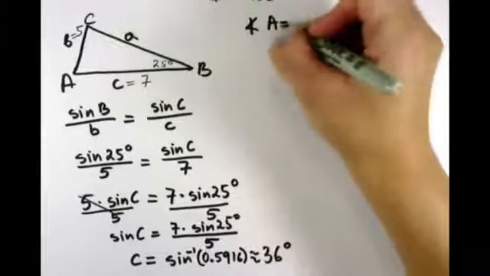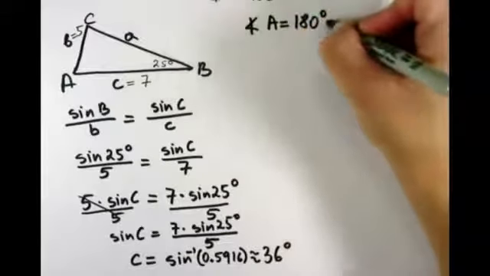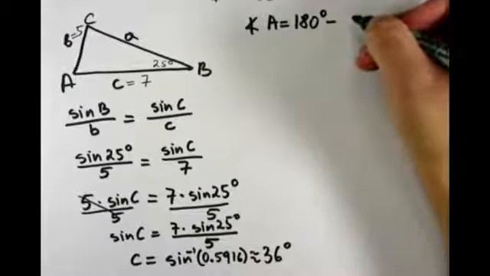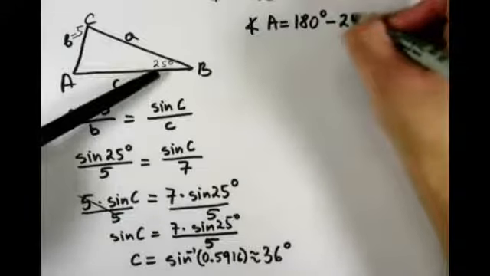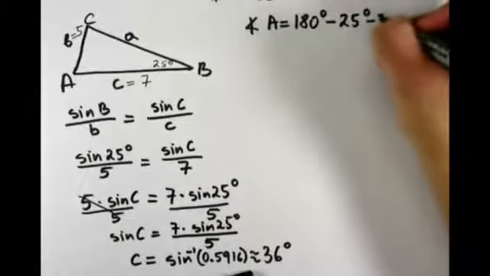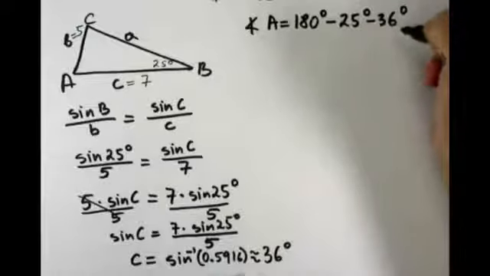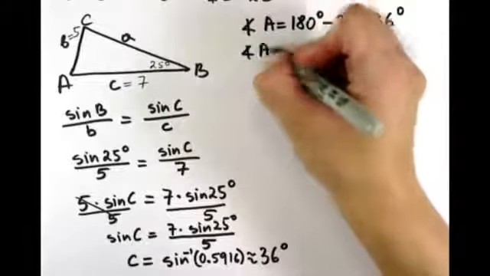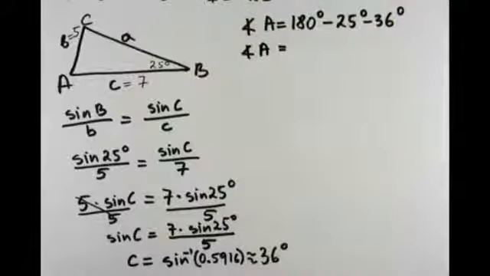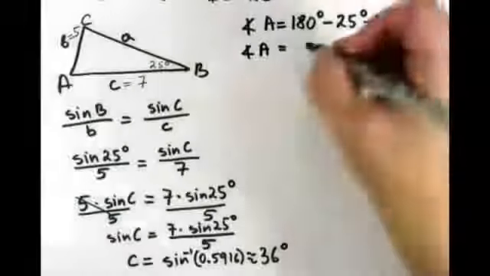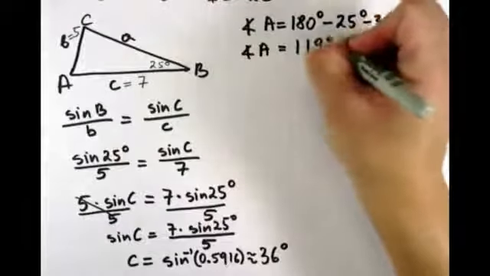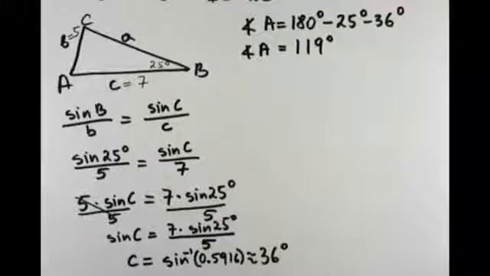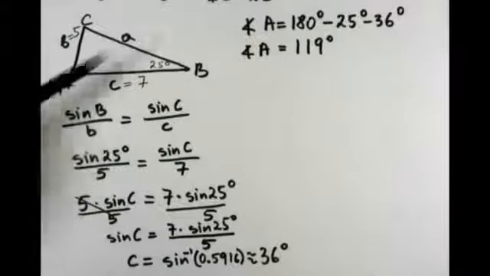Angle A is 180 degrees minus those two angles. Angle B is 25. Angle C is 36. So the angle A will be approximately 180 minus 25 minus 36. This gives me 119 for angle A. So now we can use the sine ratio using B and A.